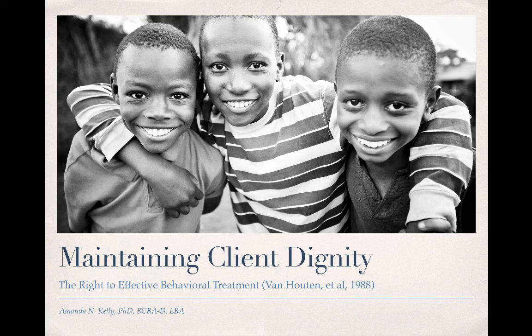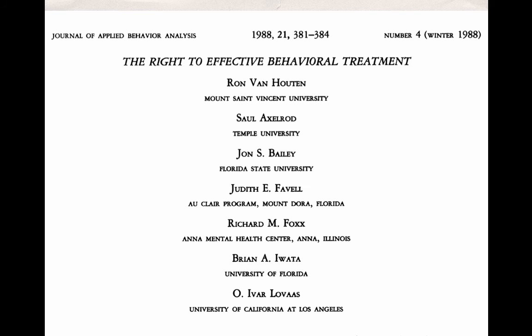Today we're going to discuss maintaining client dignity. We're going to specifically review an article, The Right to Effective Behavioral Treatment by Van Houten and colleagues in 1988. This is what the article looks like, and it can be downloaded online. Published in the Journal of Applied Behavior Analysis. The full list of authors is Ron Van Houten, Sal Axelrod, John Bailey, Judith Favell, Richard Fox, Brian Iwata, and Lovas.